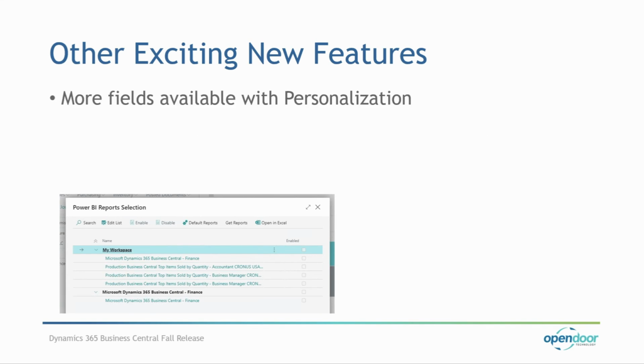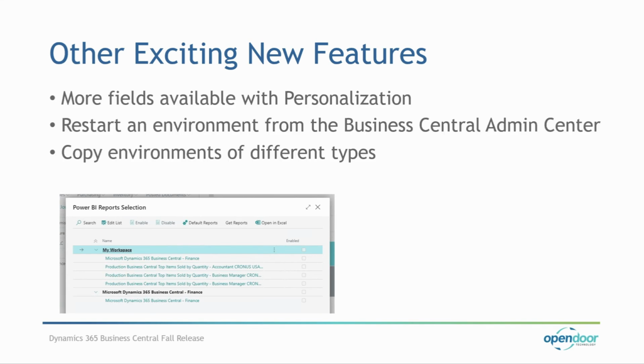Finally, other features: you have more fields available with personalization on several pages. So on the receipts, the shipments, the bank accounts, the chart of accounts, the journals, the different documents, they all have additional fields available to show on the cards and on the list. Source type and source number are also now standard in the general journal entries.